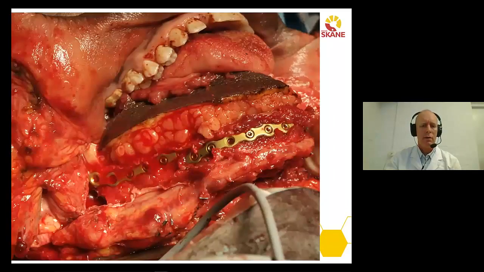Then we have connected the lower leg bone piece to the defect of the lower jaw with titanium plates, as you can see here. And you can also see that this is a dark-skinned patient, so you can see the skin paddle in the floor of the mouth beneath the tongue.